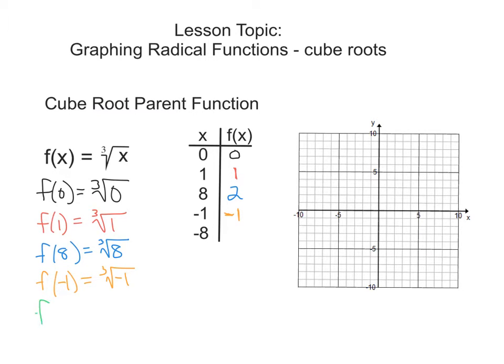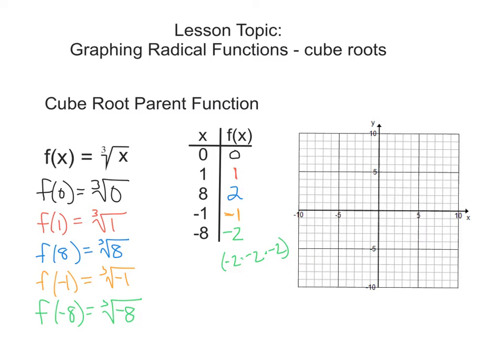The same thing happens when we do f of negative 8. Again, what is the cube root of negative 8? Well, what number times itself 3 times is negative 8? Well, the answer there is negative 2. And again, to think about this, we think about what's negative 2 times negative 2 times negative 2. Well, negative 2 times negative 2 is positive 4, and positive 4 times negative 2 is negative 8.